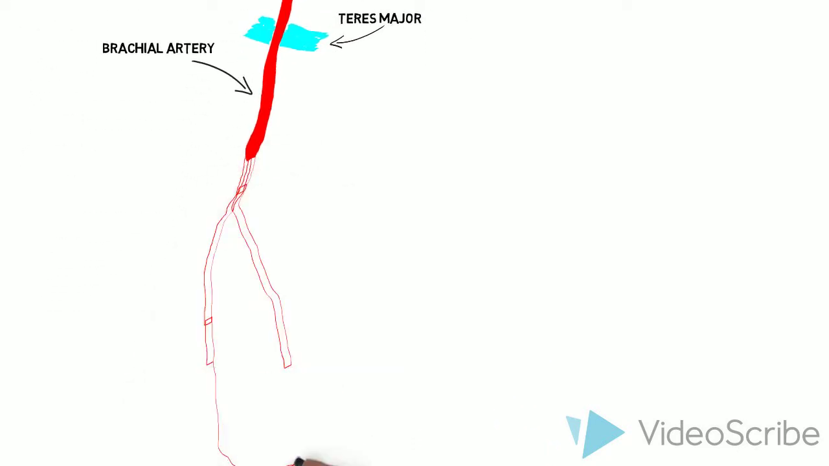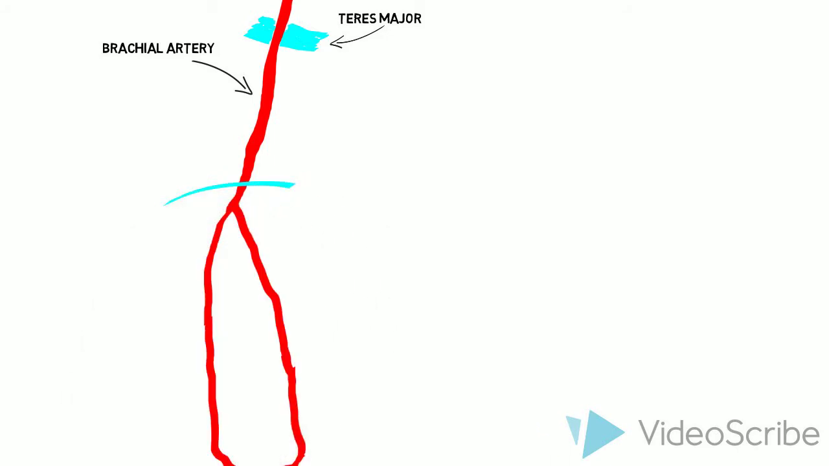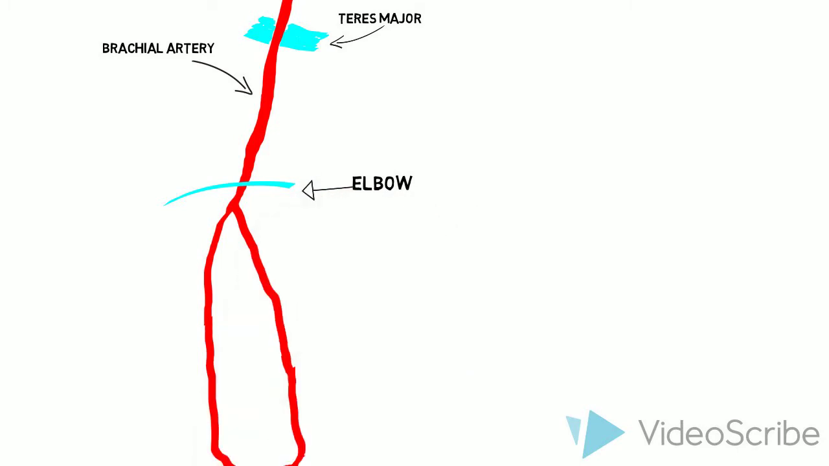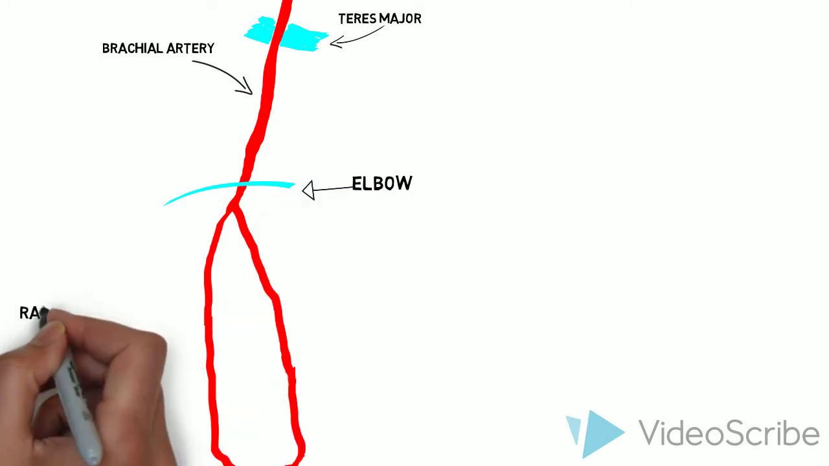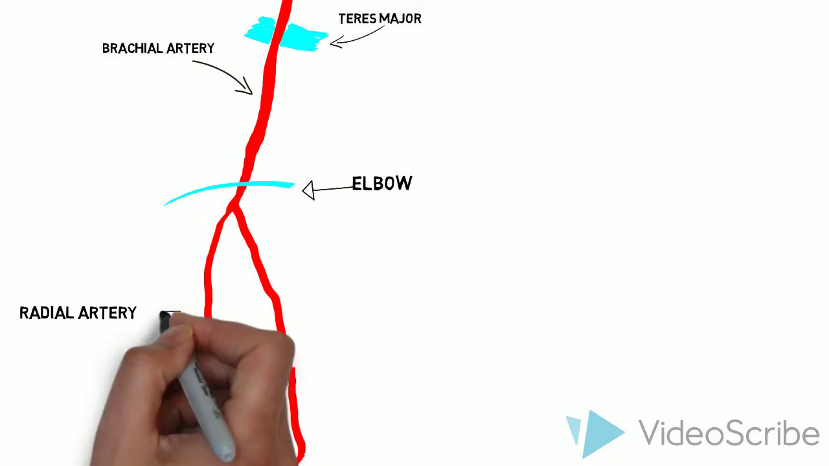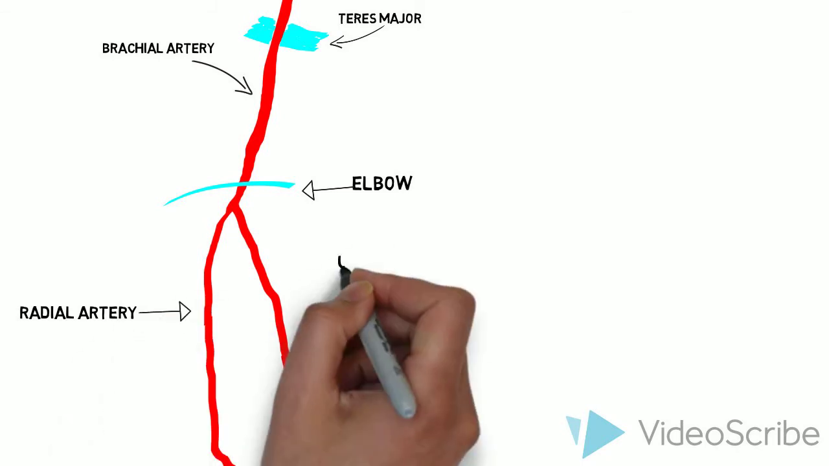The brachial artery travels down the arm further to the elbow, and it passes anterior to the medial epicondyle of the humerus. And shortly after this, it splits into the radial artery and the ulnar artery.